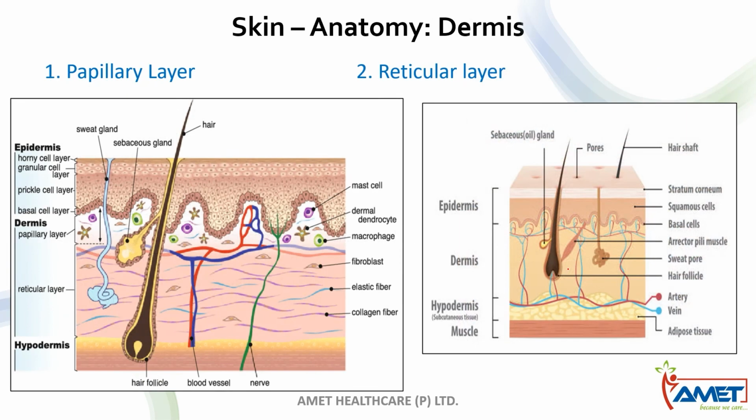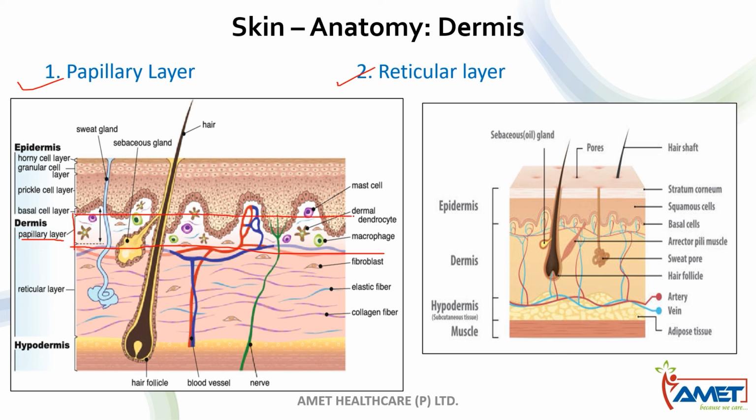Next, we will move further to the anatomy of the dermis. The dermis has two layers, the papillary layer as well as the reticular layer. So we will see in detail what the papillary layer consists of and what the reticular layer consists of. If you can see in the diagram over here, this is the papillary layer. From here, it is all papillary layer.